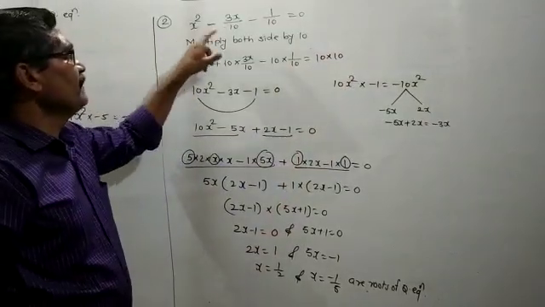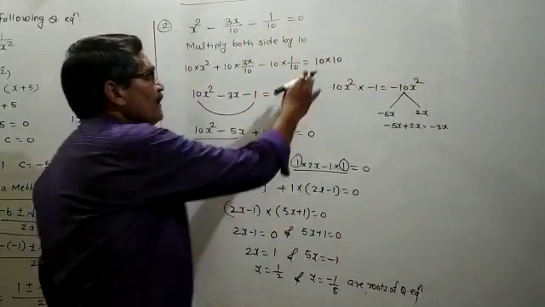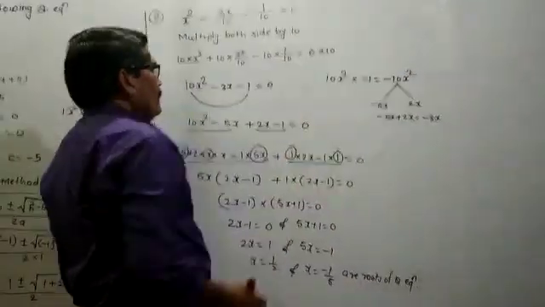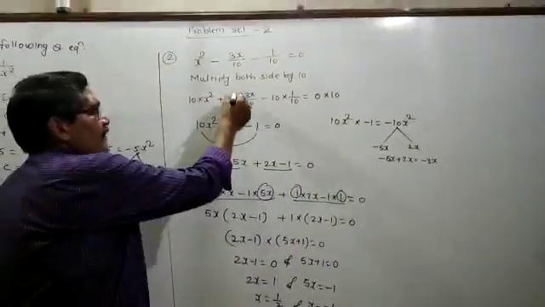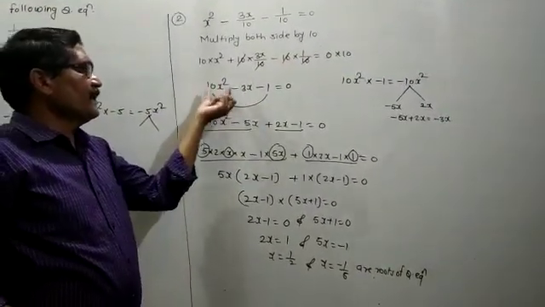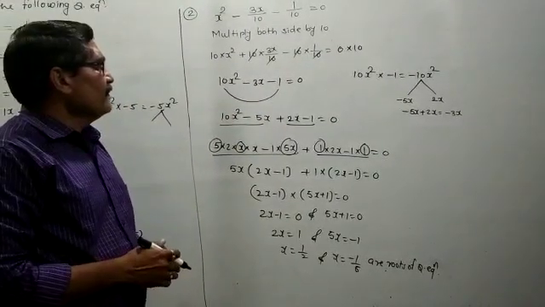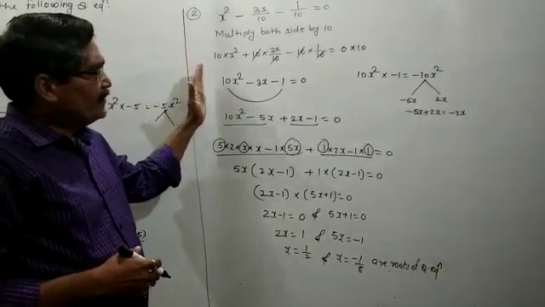10 multiplied by x square, 10 multiplied by 3x upon 10, 10 multiplied by 1 upon 10, and 0 multiplied by 10. After multiplying by 10, this 10 will cancel with this 10, and this 10, and we will get the equation 10x square minus 3x minus 4 is equal to 0. Then you have to see by which method you have to solve.